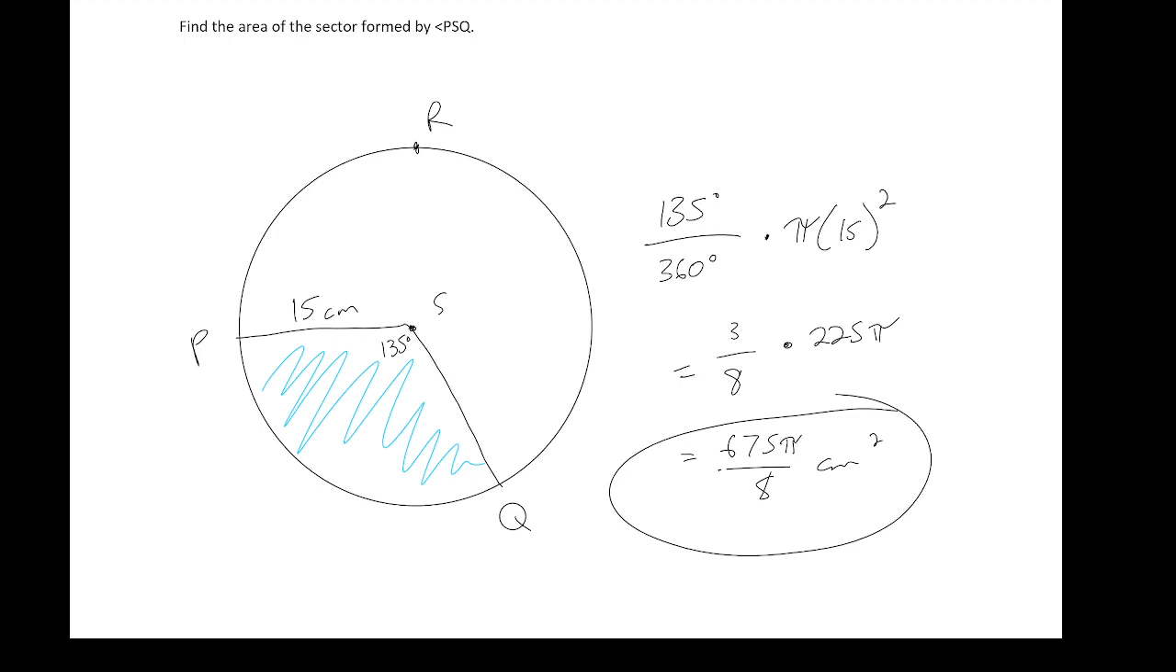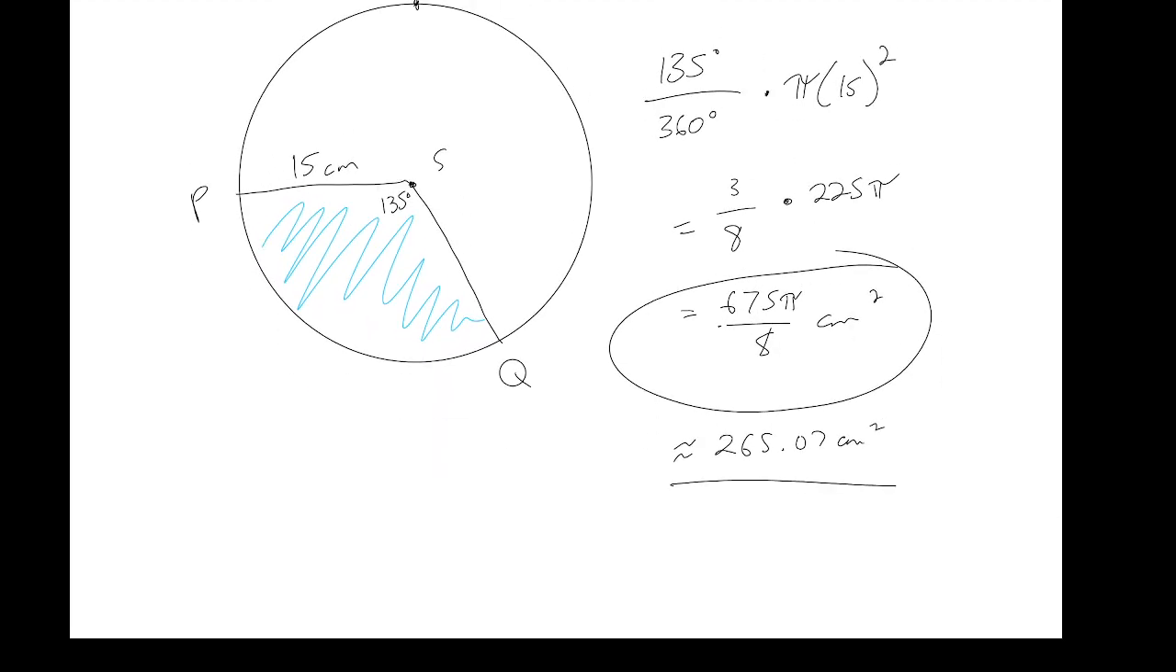This is about equal to, you're going to punch it into your calculator, 675 times pi, and then you divide by 8. You should get about 265.07 centimeters squared. So just understanding how to get that approximated answer in addition to the exact answer.